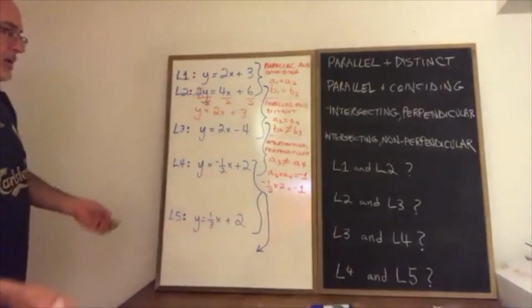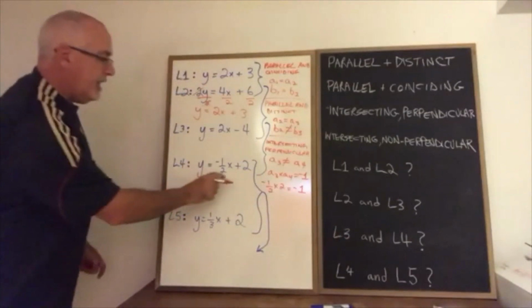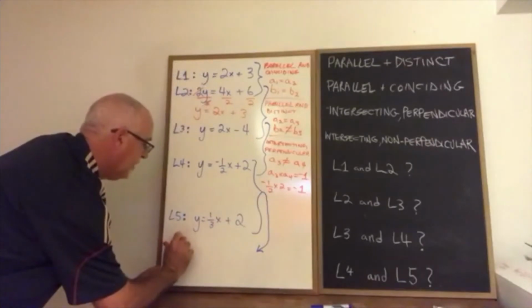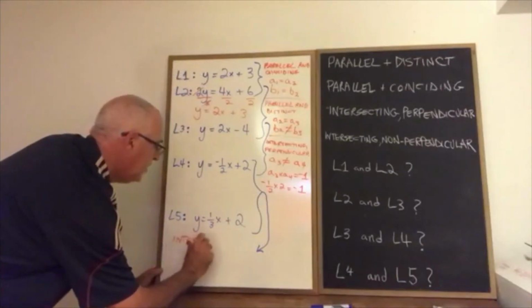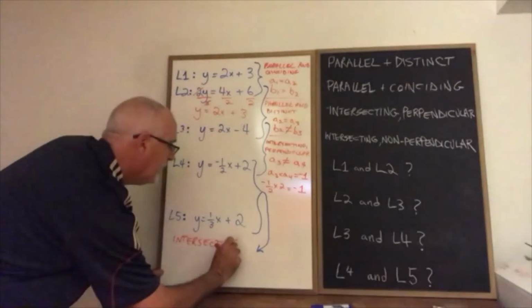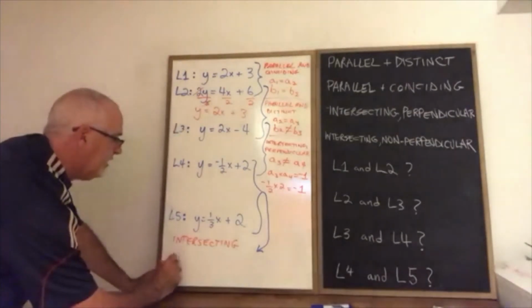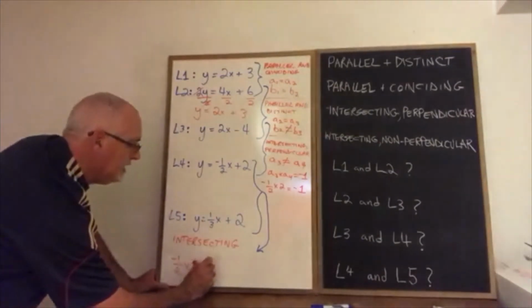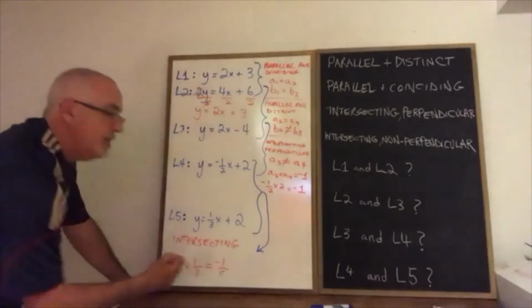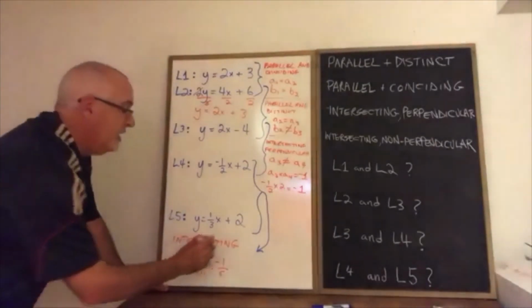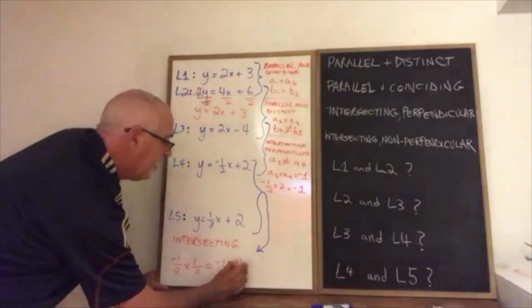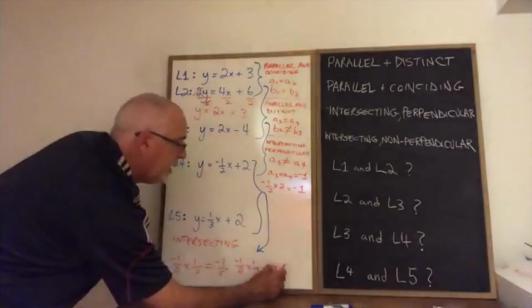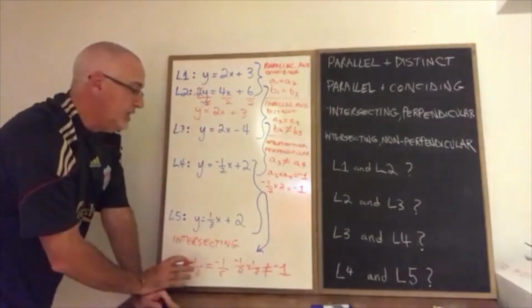Finally, we are at the fourth question, lines 4 and line 5. Again, I can see they don't have the same slope, so they are going to be intersecting. But -1/2 times 1/3 is not, well, it is equal to -1/6. It is not equal to -1. So I can also write -1/2 times 1/3 is not equal to -1. And I have a lot of the math part of my answer.